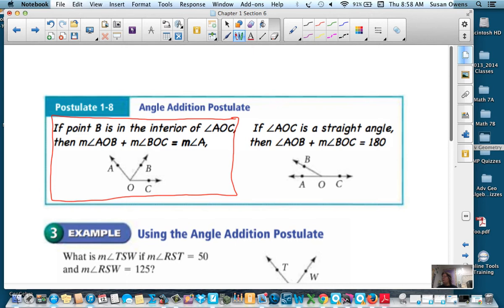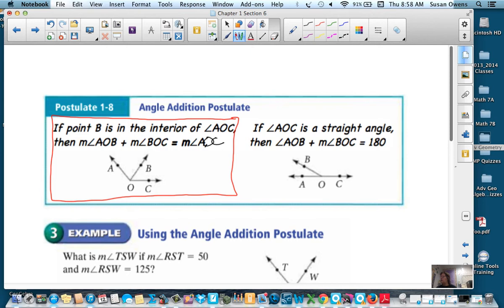If point B is in the interior of angle AOC, then the measure of angle AOB plus the measure of angle BOC is equal to the measure of angle AOC. So basically what they're saying is if I have two adjacent angles, two angles that are next to each other, they share a common vertex, I can add the two smaller angles and get the bigger angle.